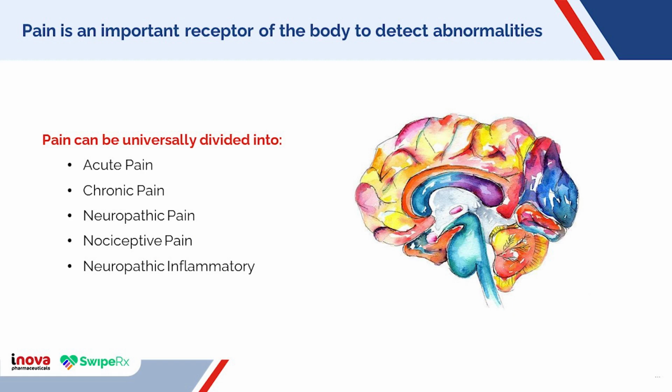As we all know, there are different types of pain: acute pain, chronic pain, neuropathic pain, nociceptive pain, and neuropathic inflammatory pain. We'll be focusing on acute pain because, as I showed you before, it was 85% of the presentations that we see. All right, next.